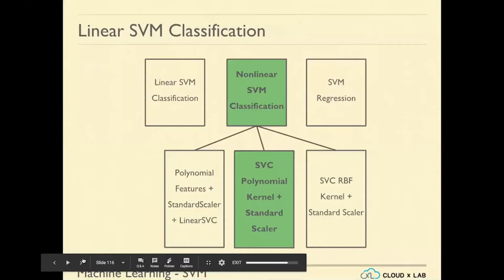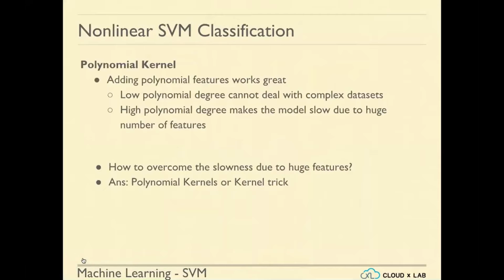All right, so now we talked about the polynomial features, and polynomial kernel, adding polynomial features works great. Low polynomial degree cannot deal with complex data sets. High polynomial degree makes the model slow due to huge number of features. How to overcome the slowness due to huge number of features? There is something called polynomial kernels or kernel trick.